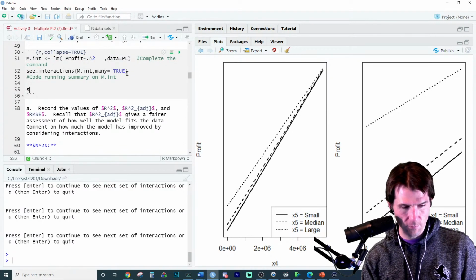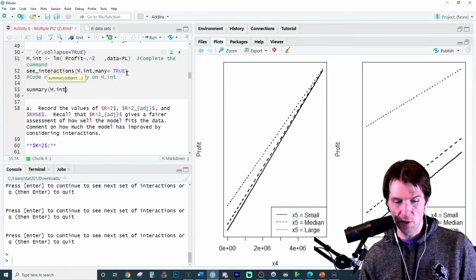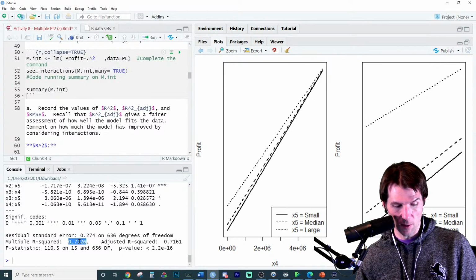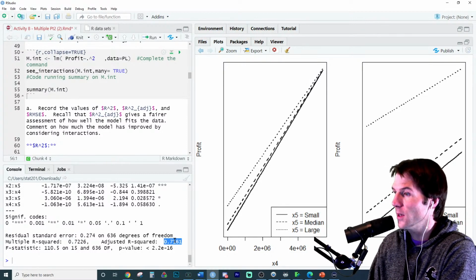Let's do this. Here's our new model, and we have a lot more variables in this model, so we're probably going to see more of a difference in the r squared and r squared adjusted. Not that far, but definitely we're going to be looking at it.